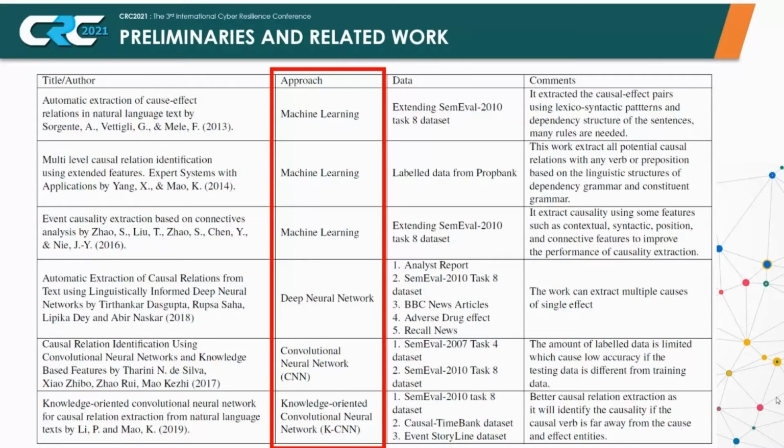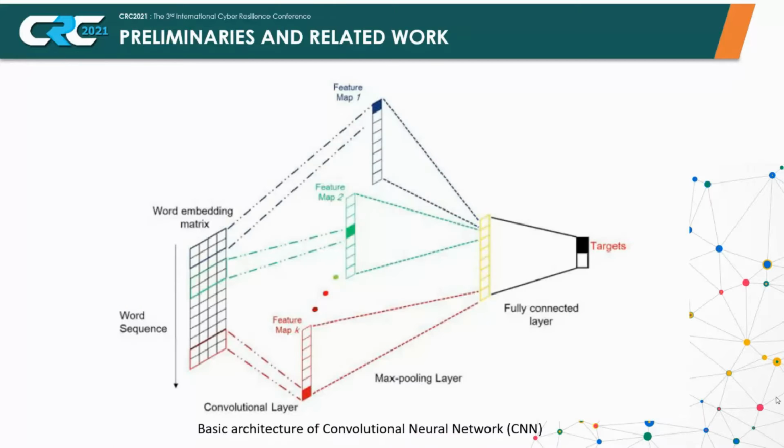Recently, some researchers show that deep learning and convolutional neural network approaches can extract causal relations more accurately. Therefore, in this research, I decided to apply the CNN method to extract the causal relation. Here is the basic architecture of a convolutional neural network, which consists of layers such as the convolution layer, max pooling layer, and also the fully connected layer.